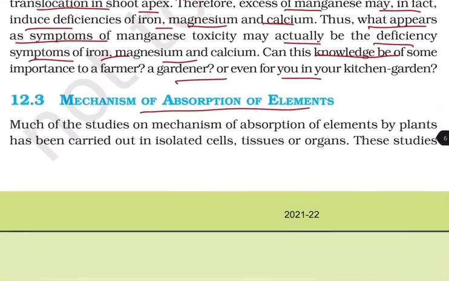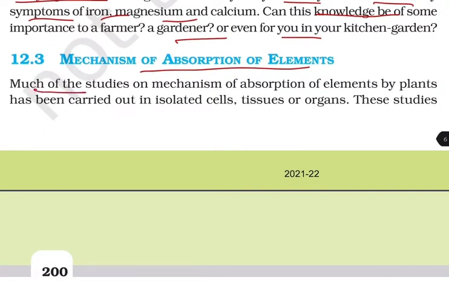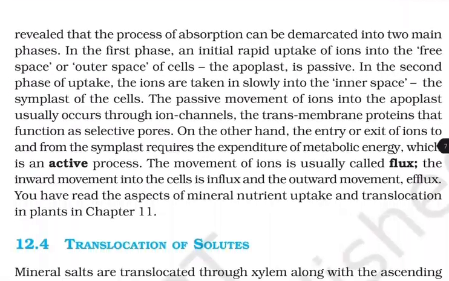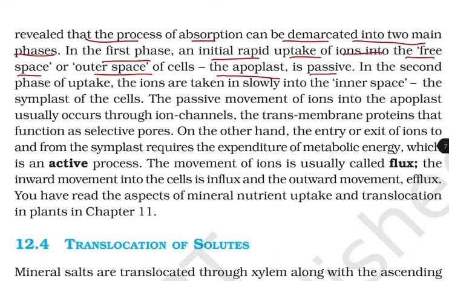Mechanism of absorption of elements. Much of the studies on the mechanism of absorption of elements by plants have been carried out in isolated cells, tissues, or organs, and these studies revealed that the process of absorption can be demarcated into two main phases. In the first phase, an initial rapid uptake of ions into the free space or the outside space of the cells, that is the apoplast, is passive.